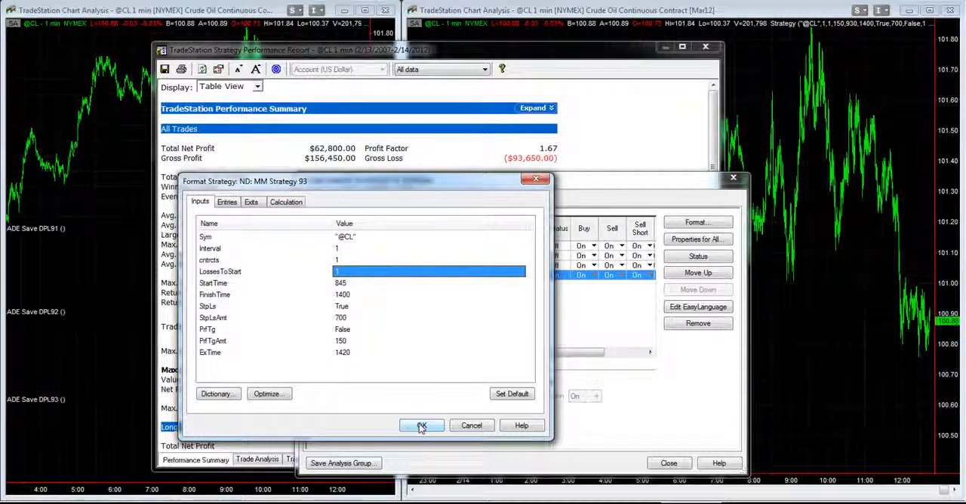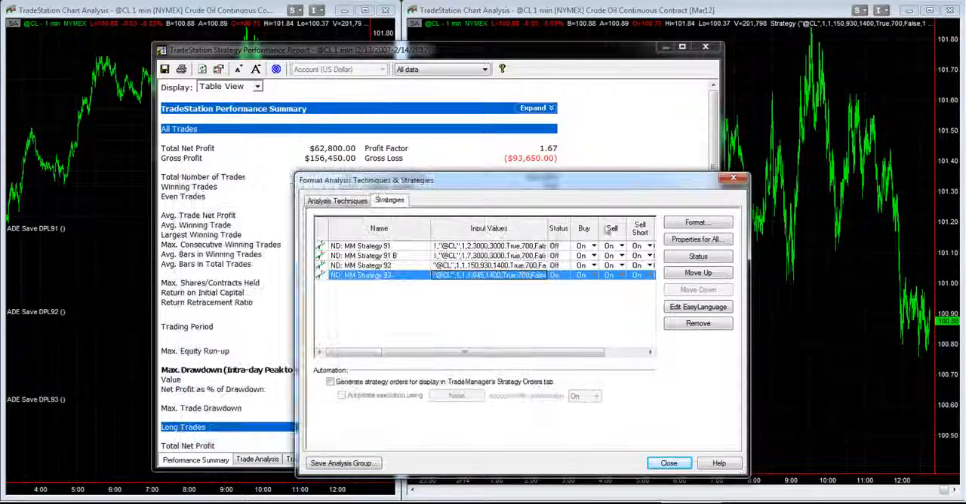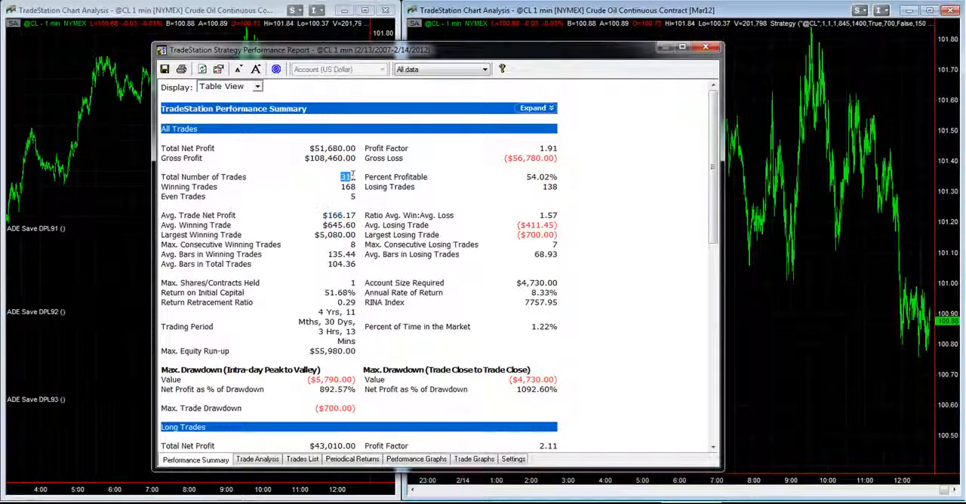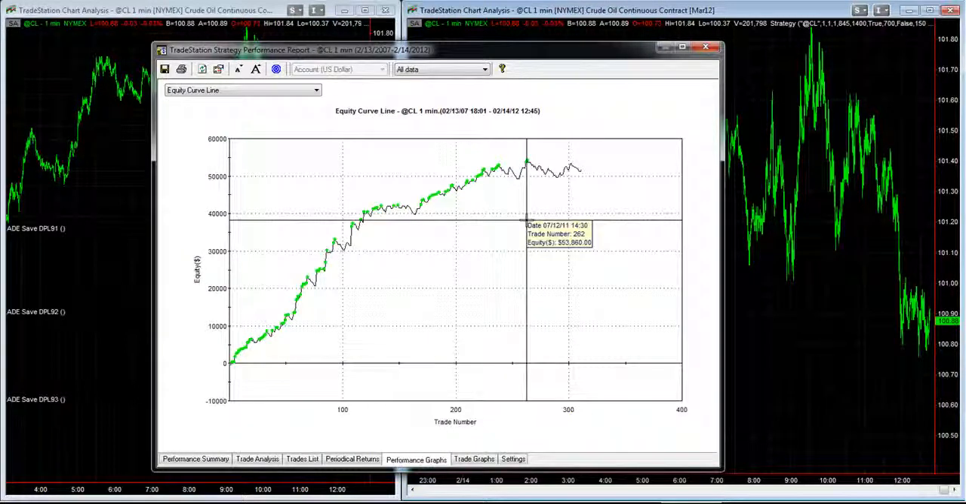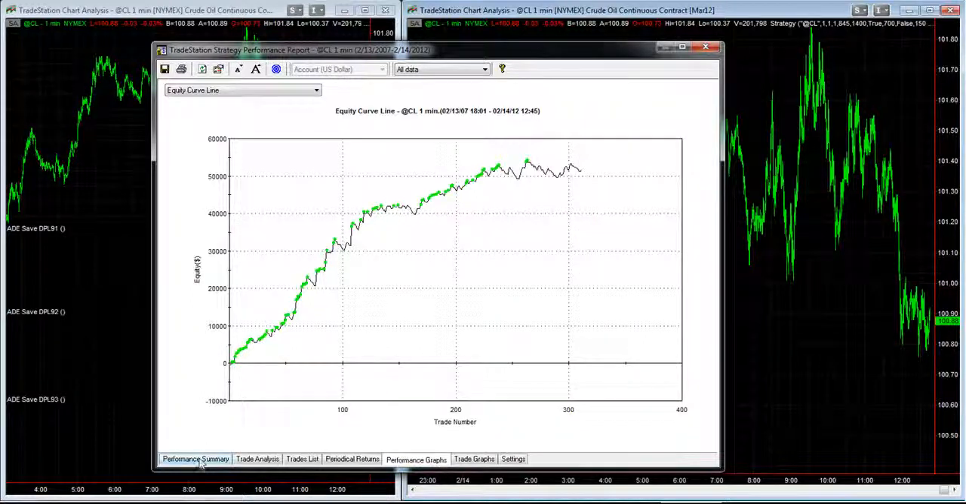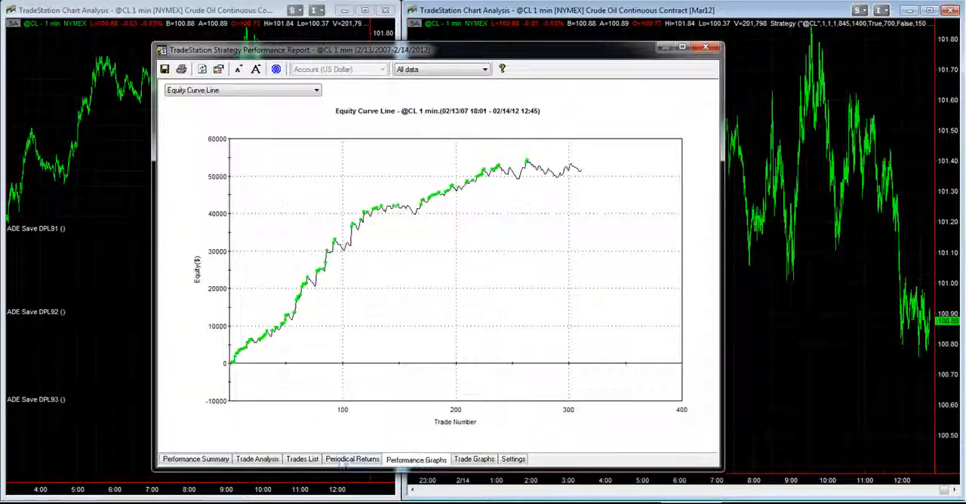So let's put the exit time at 14:30, and we'll take a look at how this works, what the results are. Again, I'm going to pause the video while it updates. Here is the update: $166 average profit per trade, only 311 trades. There's the performance graph. It made a peak in July of last year. The equity curve is kind of sideways right now, but those are the results of the strategy.